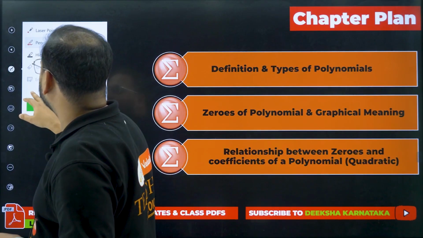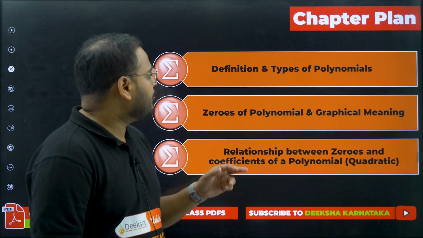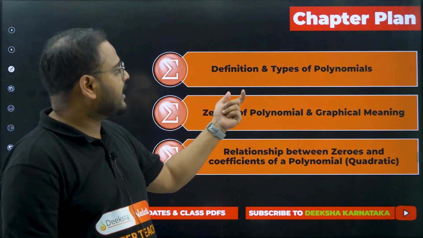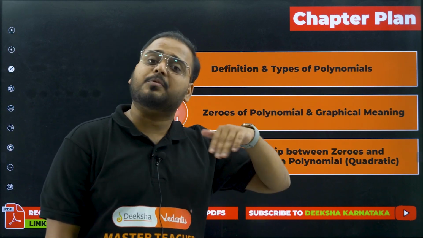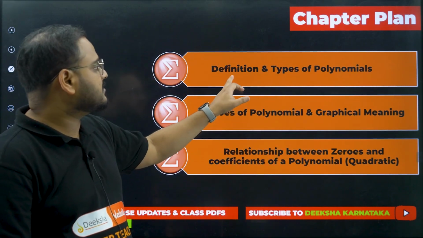We'll talk about the weightage of this chapter. We'll talk about the chapter plan first. What is the chapter plan? What is there in this chapter? First coming up, as per NCERT and your board syllabus, is the definition and types of polynomials. Means what is a polynomial and what types of polynomials are there. We're going to discuss this part in this session only.